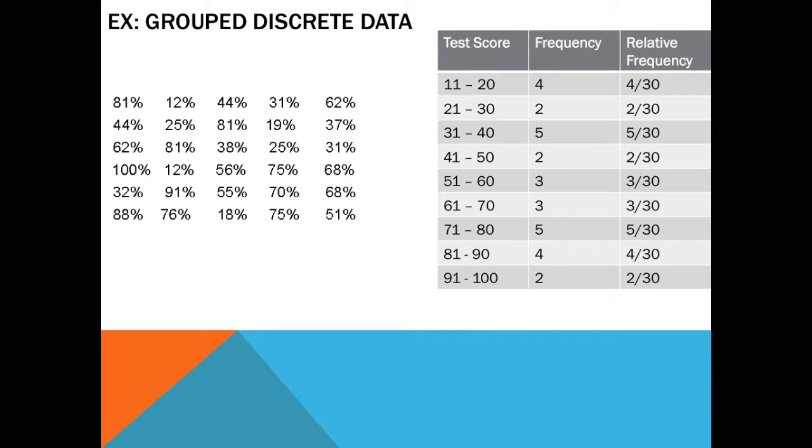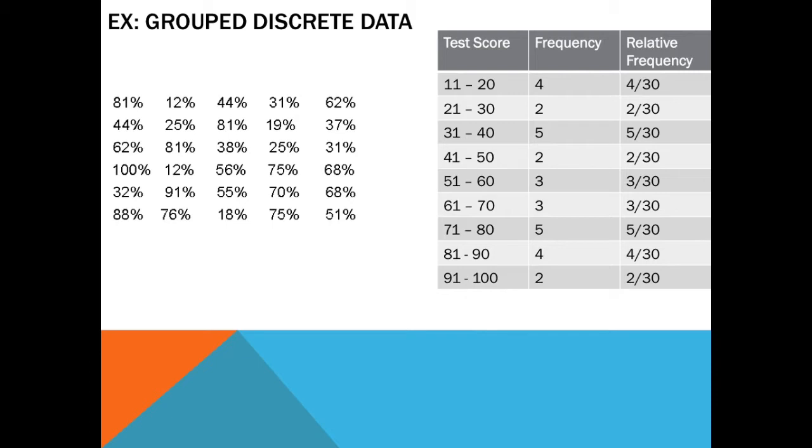Now we can calculate our frequency table, which will tell us how many scores were in each range. For scores between 11 and 20, we had 4 scores. We had the 12, 19, 12, and 18. And then we just calculate the rest of the scores as we normally would.